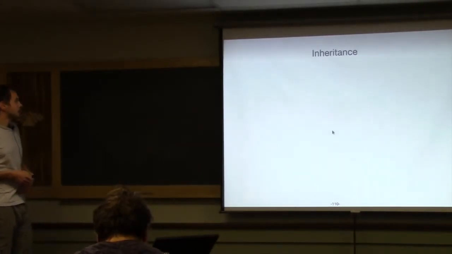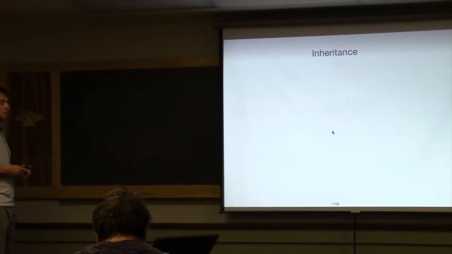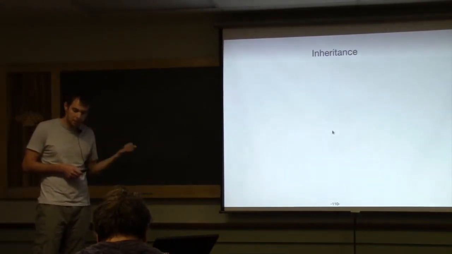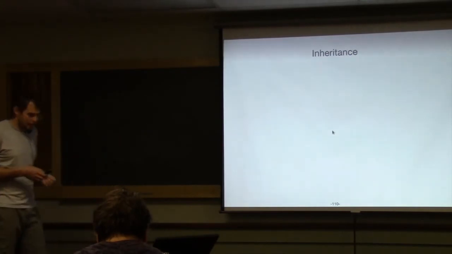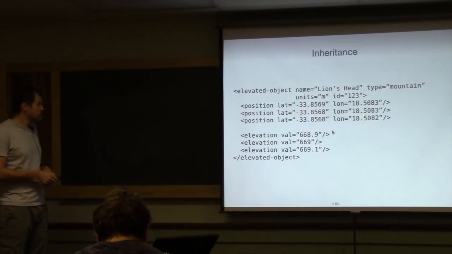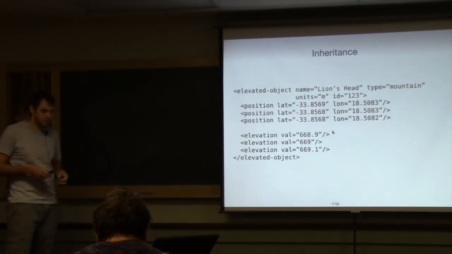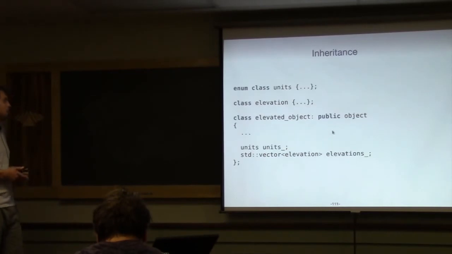Okay, so that's probably the most interesting part. So far we've had relatively smooth sailing, but things get a bit bumpy here, and this is normally where the in-memory people have their day. Say we have this elevated object, which adds the units attribute to our vocabulary as well as the elevation elements, right? So it's basically a derived object. So the object model might look like this.